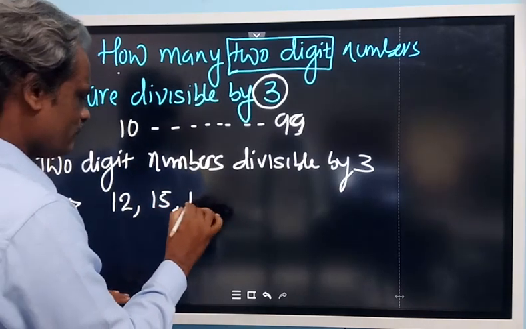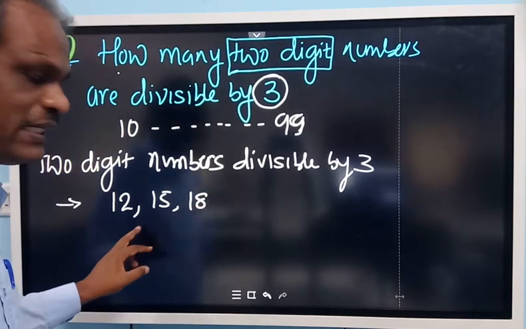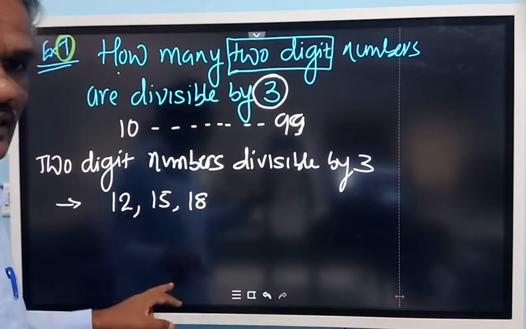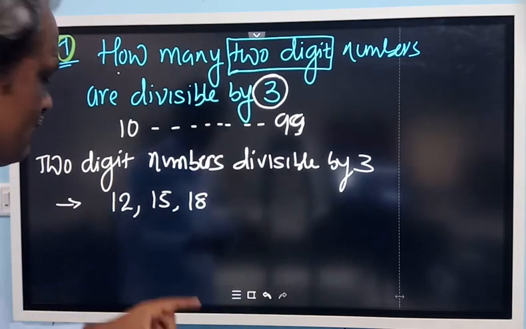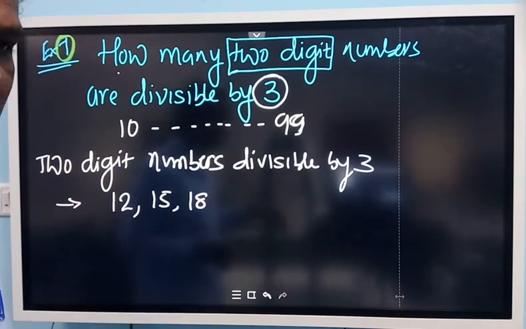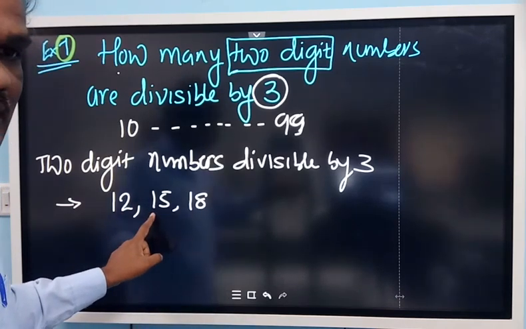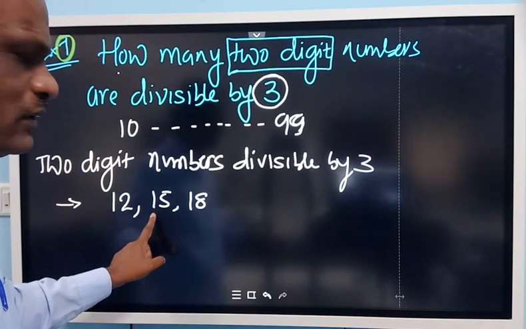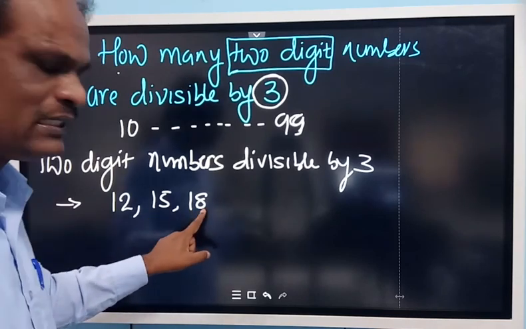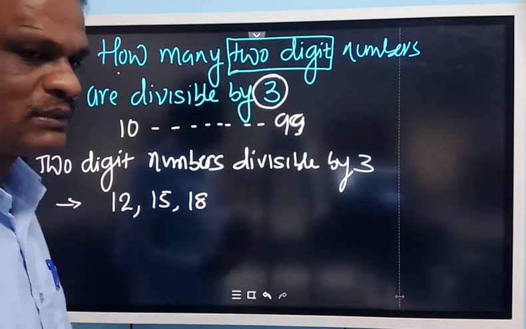15 plus 3, 18. You know the divisibility rule. Divisibility by 3: if the sum of the digits is divisible by 3, the given number is also divisible by 3. 2 plus 1, it is 3. So 3 is divisible by 3. Therefore 12 is divisible. 1 plus 5, 6. 6 is divisible by 3. So 15 is also divisible. 1 plus 8, 9. 9 is divisible by 3. So therefore 18 is also divisible by 3.